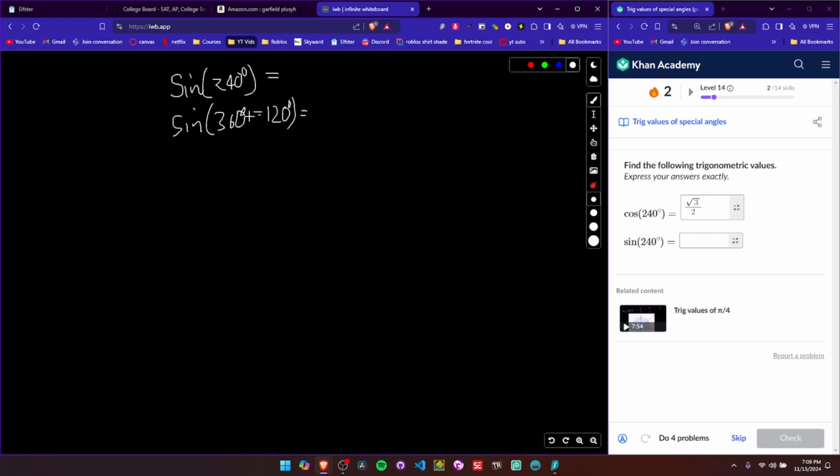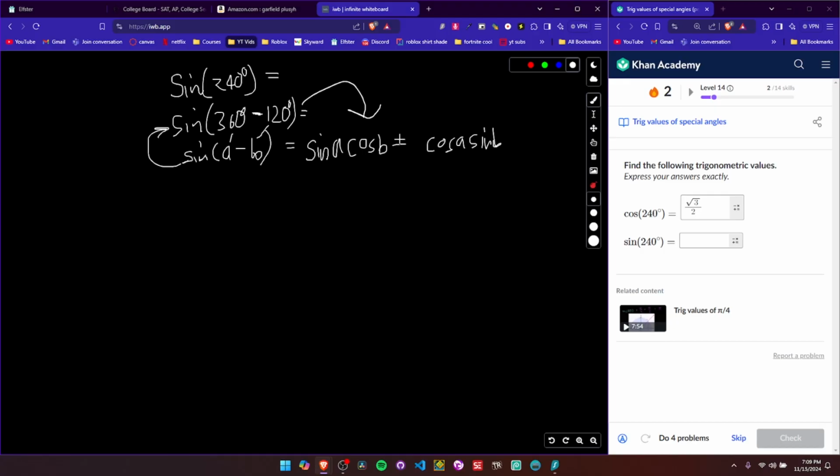The formula is sine of A minus B, which are these two values, 360 is A and 120 is B, equals sine of A times cosine of B minus cosine of A times sine of B. So using this formula, we can map all the values and express this equation as this.